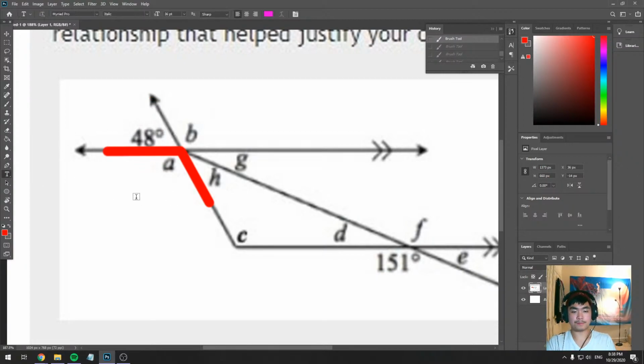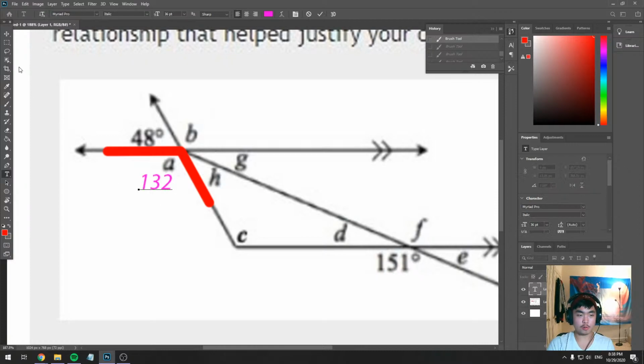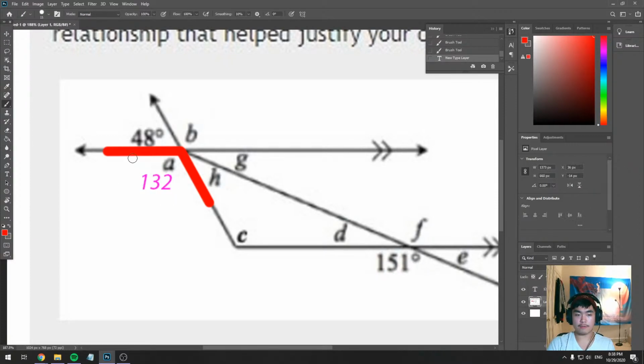So A is going to be 180 minus 48, which is 132. Alright, so we have A now. What about B? B, if you said B is the opposite of A, then you would be correct, right?